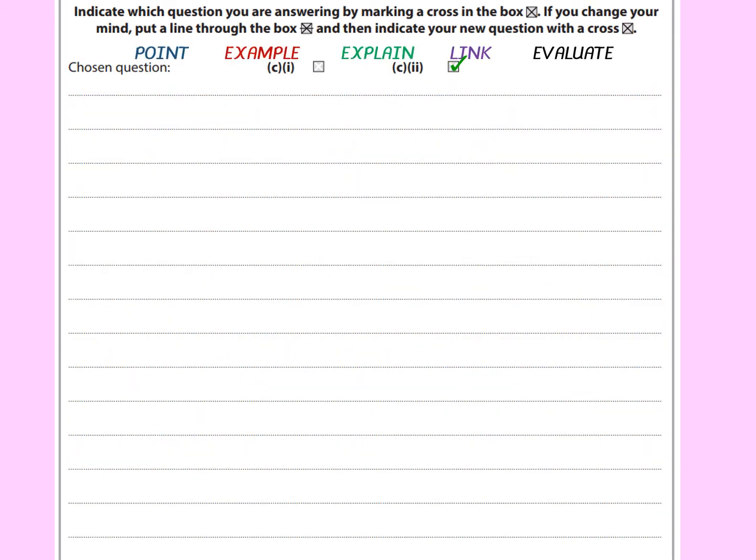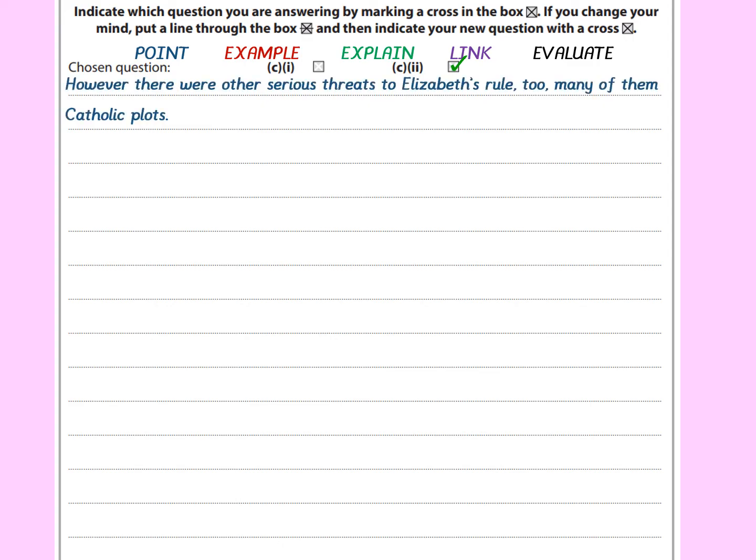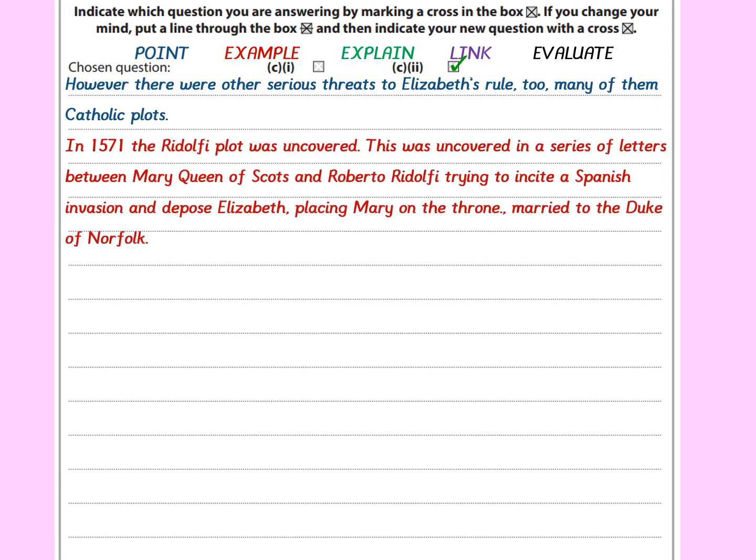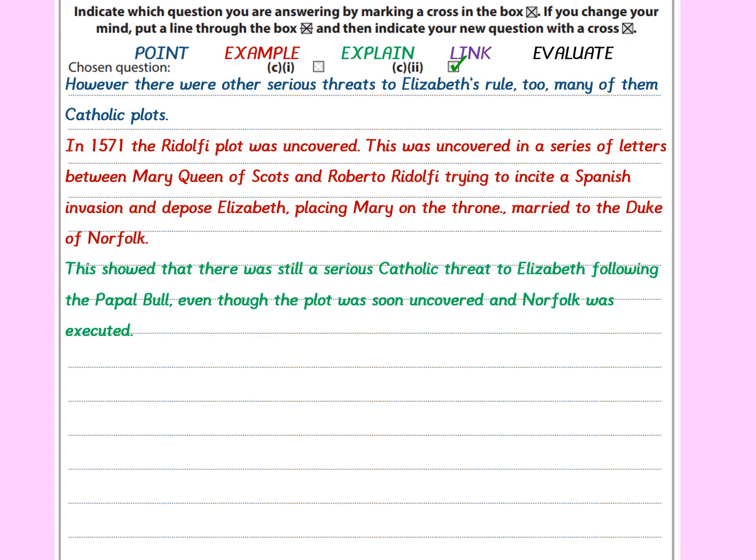I'll be using the same colour coding again. Let's see what I've gone for. However, there were other serious threats to Elizabeth's rule too, many of them Catholic plots. In 1571, the Ridolfi plot was uncovered. This was uncovered in a series of letters between Mary Queen of Scots and Roberto Ridolfi trying to incite a Spanish invasion and depose Elizabeth, placing Mary on the throne, married to the Duke of Norfolk. This showed that there was still a serious Catholic threat to Elizabeth following the papal bull, even though the plot was soon uncovered and Norfolk was executed.